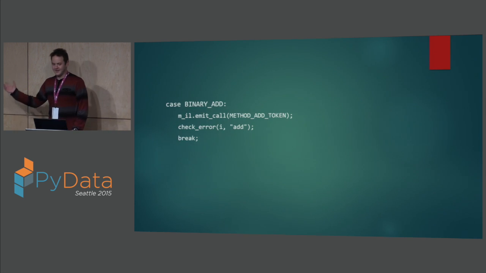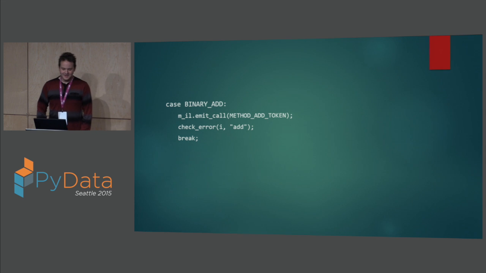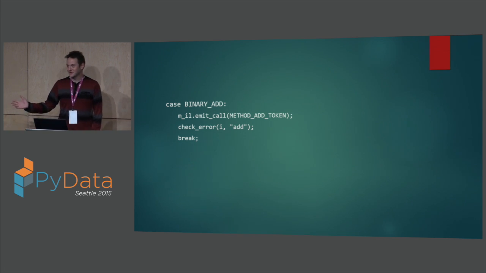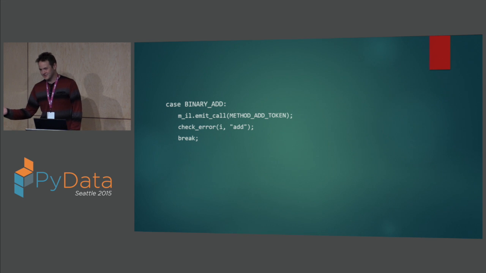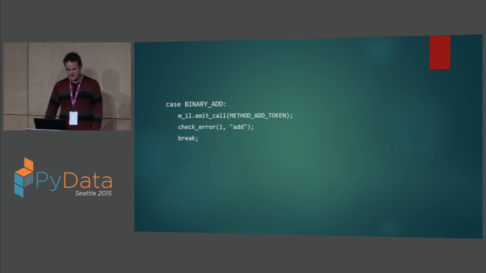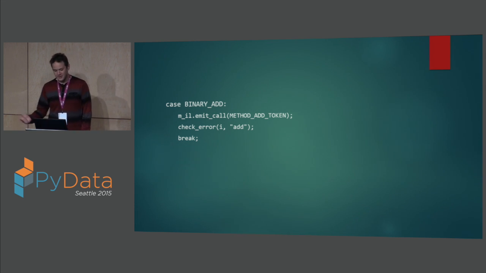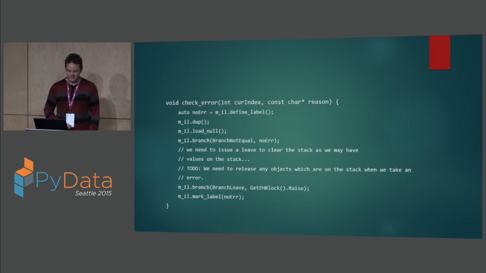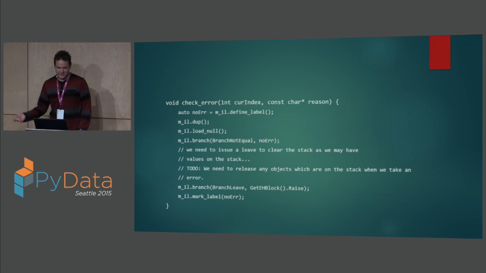Next, we do add. Hey, that's easy. It's a method call. So all of the operators are basically this easy. We have two values on the stack, and we can just call into a helper method, which calls into a method in CPython, which does the addition. Now, addition can fail. It can raise an exception, in which case it will return null. And so we have check error, which we call, which is actually going to do the null check and raise the exception. And this is what check error looks like.